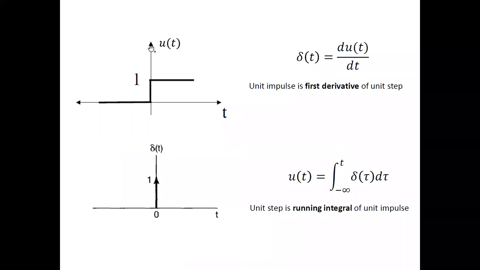And to summarize, this is the continuous time unit step, which looks like a step. This is the continuous time unit impulse, which is 0 everywhere, only an infinitely high impulse at 0 with area 1. And the relationships: delta of t is the derivative of u of t, and u of t is the integral of delta.